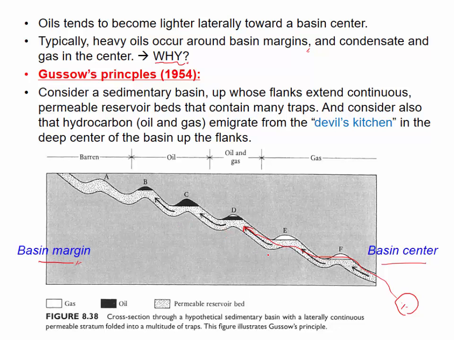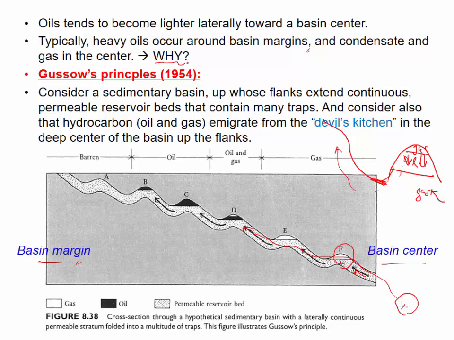Let's say that it is trapped here, right? Then another charge is coming in. Even though this was the oil, if this is the gas coming in, the gas will fill up, right? And so this will push down the oil, right? Because of the density difference. So that the oil will flow over to the spill point, and then it will migrate to the shallower structure, right?